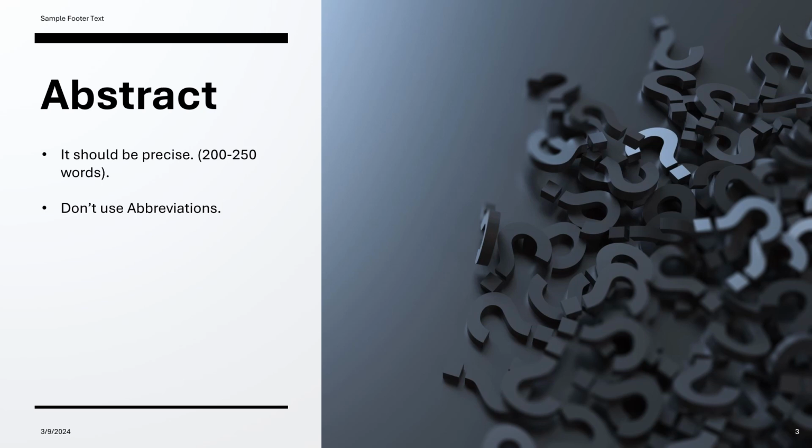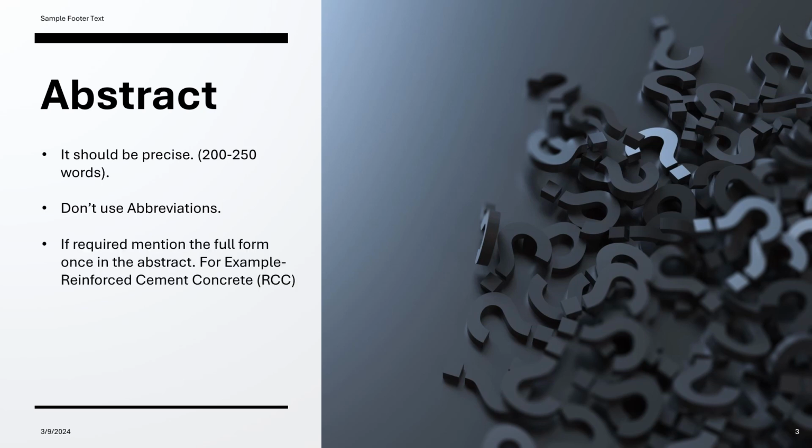I'm just giving you a very simple example. If it is required, just for an example, in the abstract of your research paper you have to mention RCC. RCC, that is reinforced cement concrete, is a very common term. You can use RCC and everyone knows what RCC is. But still, you have to mention first reinforced cement concrete.